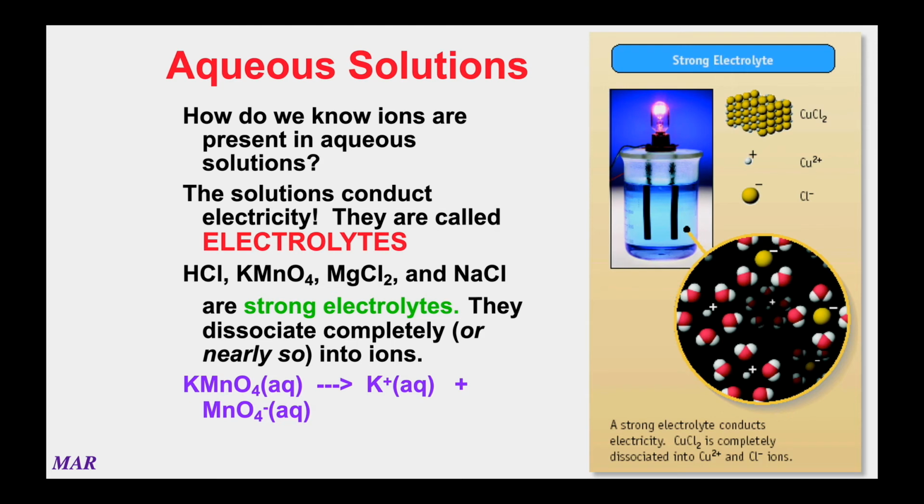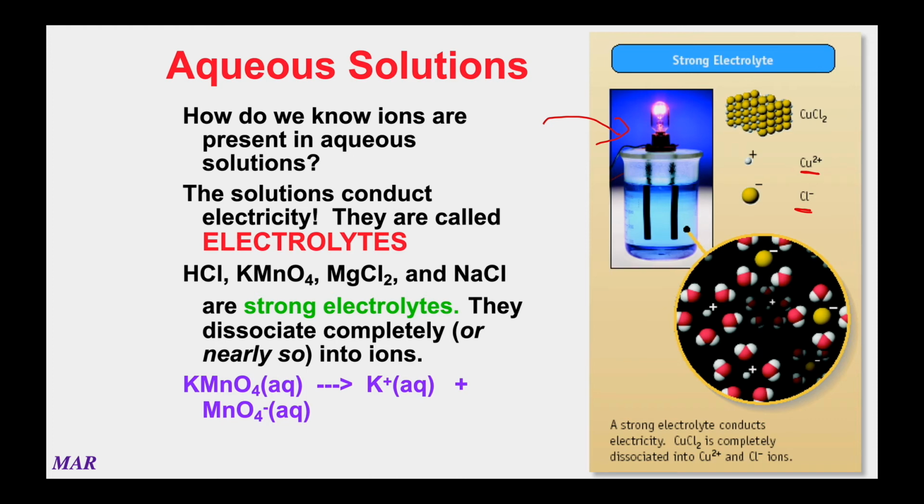And you can have strong electrolytes, which are compounds that conduct electricity really well. The little picture on the right-hand side there is copper 2 chloride. And copper 2 chloride is a strong electrolyte. Strong electrolytes dissociate 100% into their ions. So in copper 2 chloride's case, that would be copper 2+ and chloride. And when you put electricity through the copper 2 chloride solution, which is what they're doing in that picture, the light bulb lights up, and that means that the electricity is being conducted through the ions.